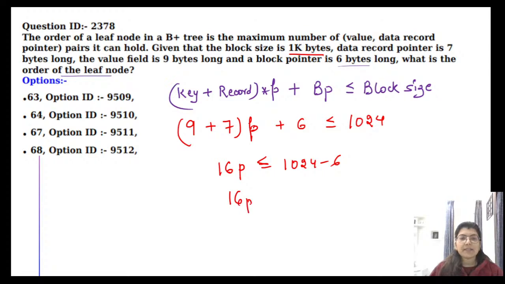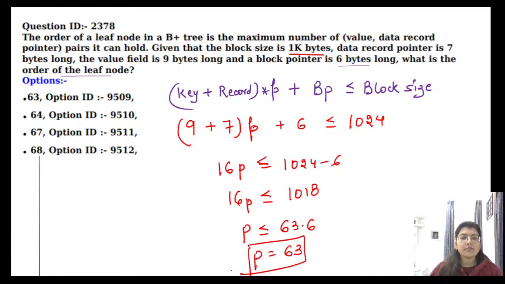So 16p is less than equal to what? 1018. So p is less than equal to 63.6. So p has to be less than equal to 63.6. So p will be somewhat 63. So the order turns out to be option number A, that is 63. So you have to learn this formula, you have to remember this formula for finding the order of leaf node.